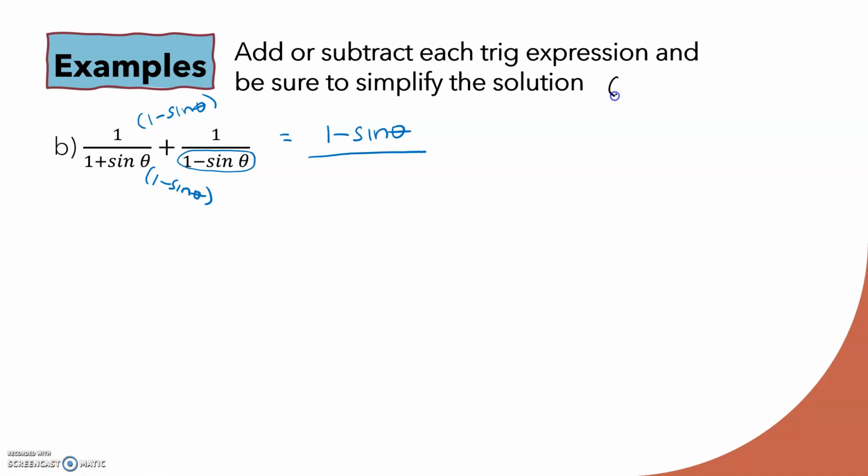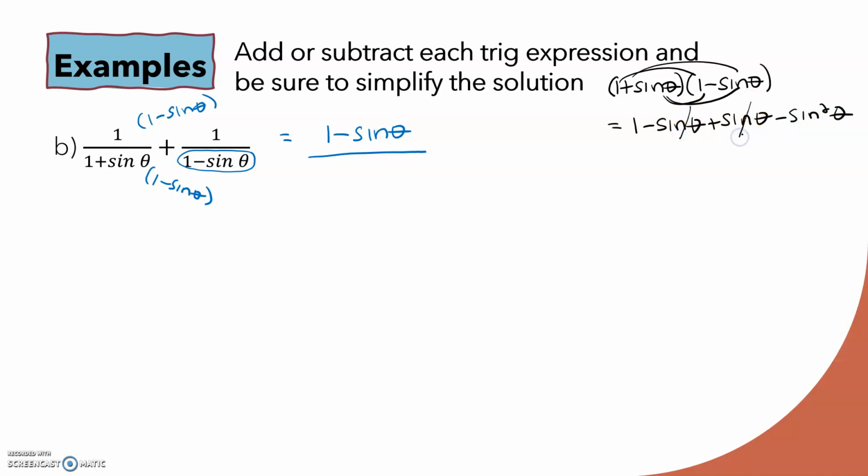And again, a lot of times when you see these conjugates, you do want to multiply them out, and you'll see why, because usually we do this for a reason, so that we can simplify my trig ratio. If I multiply these out, I would get 1 minus sine theta plus sine theta minus sine squared theta. The minus sine theta and plus sine theta cancel, and I'm left with 1 minus sine squared of theta. So that is what's going to go in my denominator.